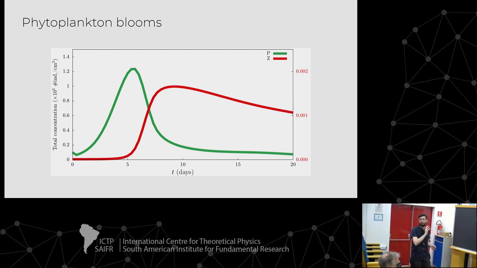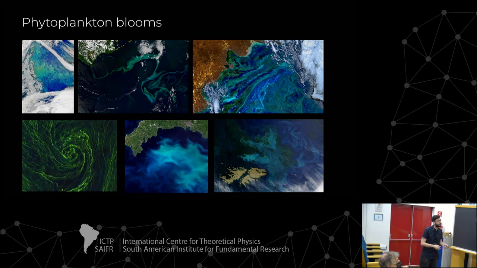So we are going to simulate a phytoplankton bloom. A phytoplankton bloom surges because a lot of nutrient comes into the system through vertical mixing, and then we have a peak when the bloom reaches its maximum concentration. Then the concentration goes down because the zooplankton population catches up and eats everything. This is the typical scenario, and it is actually a result from one of our simulations. And these are more pictures of phytoplankton blooms. They can be very different.